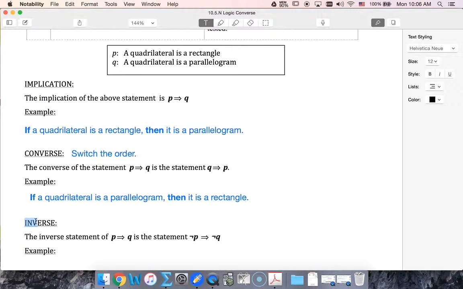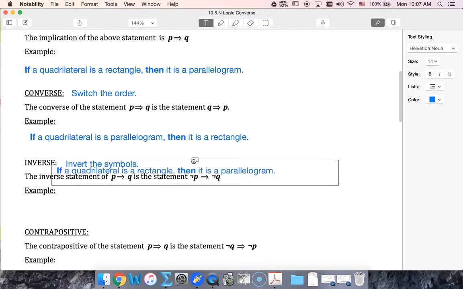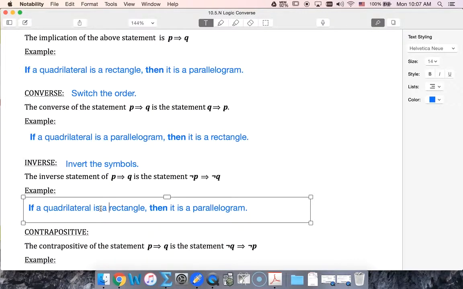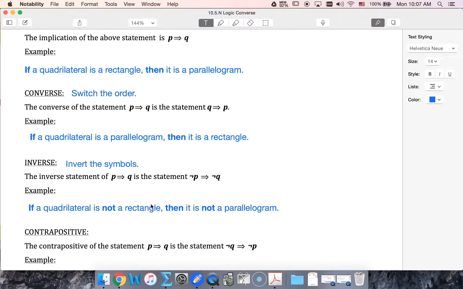The inverse, we invert the symbols of the original. So here we invert the symbols. So instead of if P then Q, I have if not P then not Q. So that means if a quadrilateral is not a rectangle, then it is not a parallelogram. Again, this statement could be true or false. This is just the inverse of this statement.